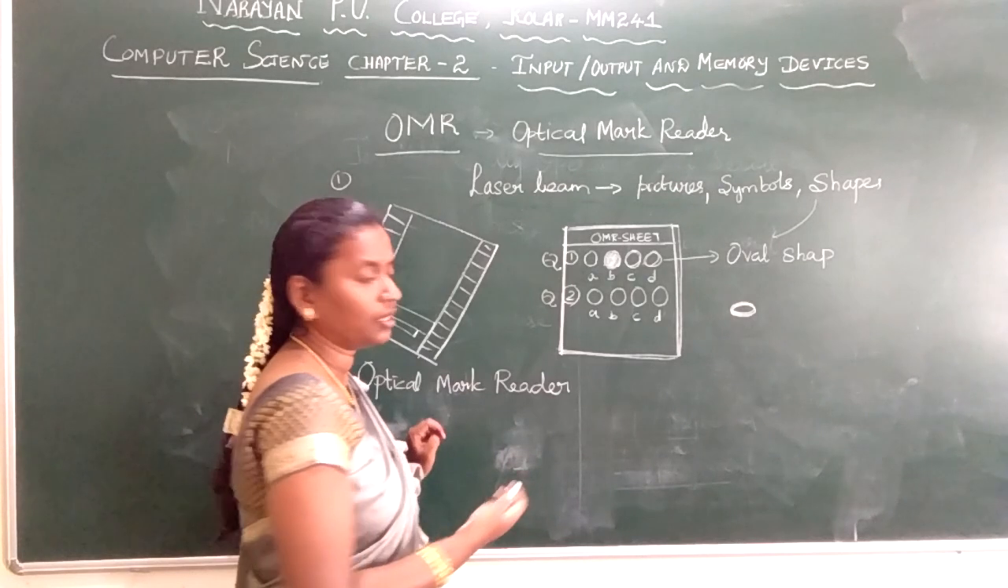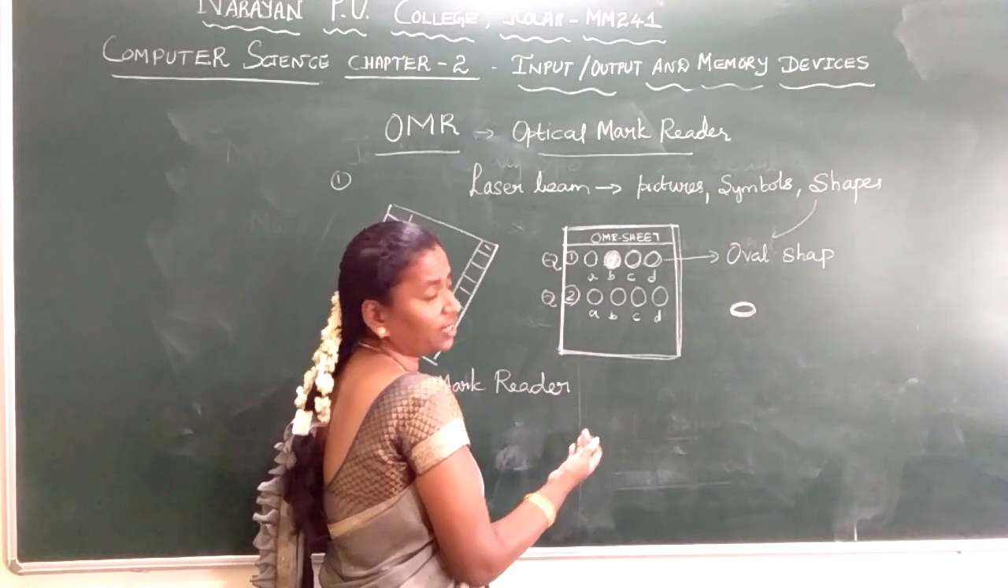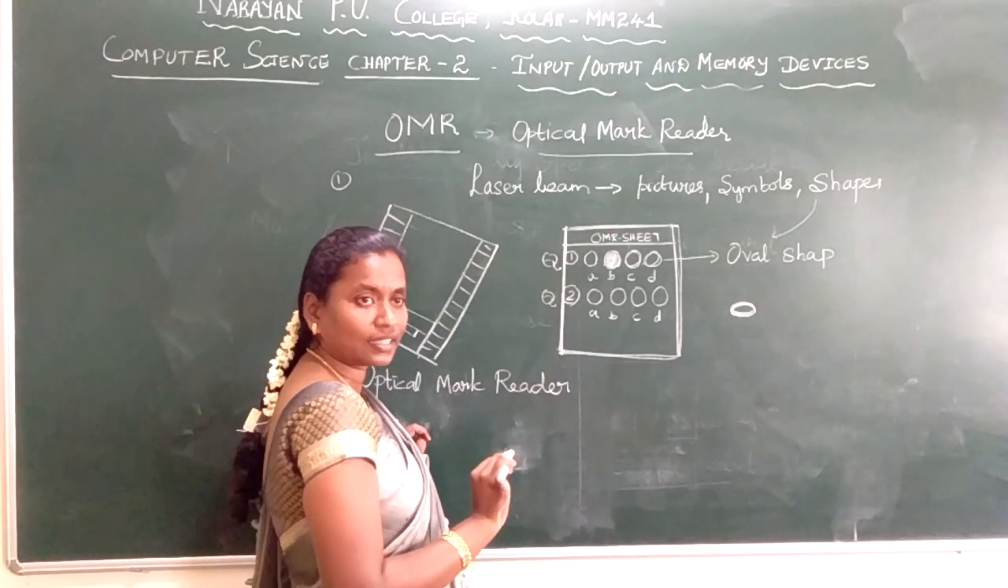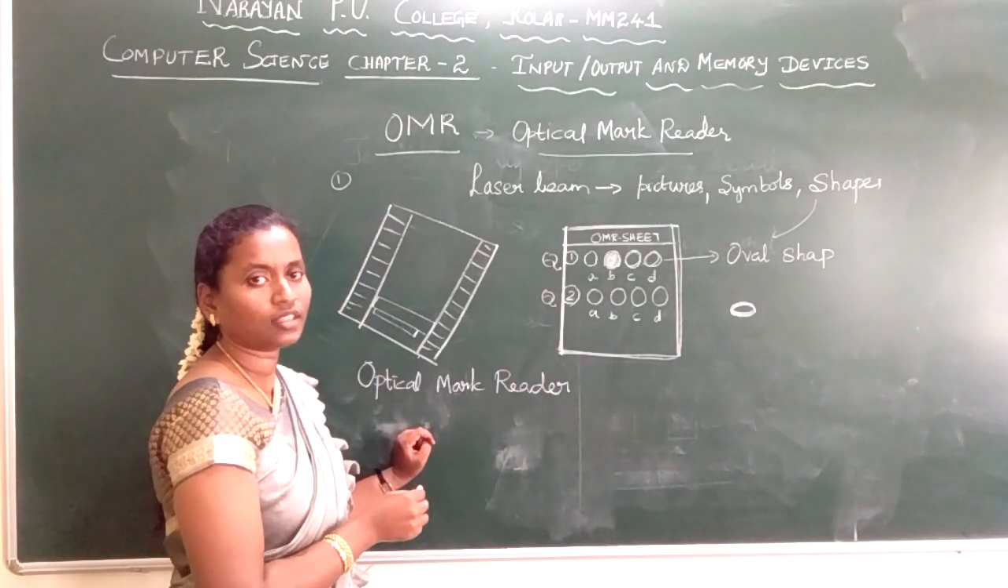Here in the OMR sheet, I took the example of your CET exam. In the CET they give you the OMR mark sheet. There it is, the oval shape. If the oval shape is darkened, it will consider that as the answer. Okay, it will read. It works in that format.